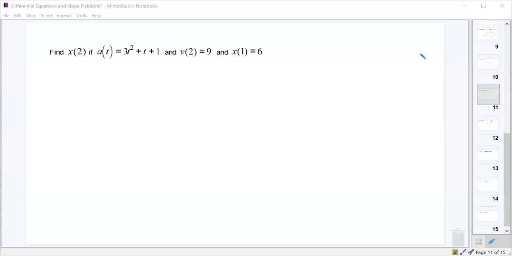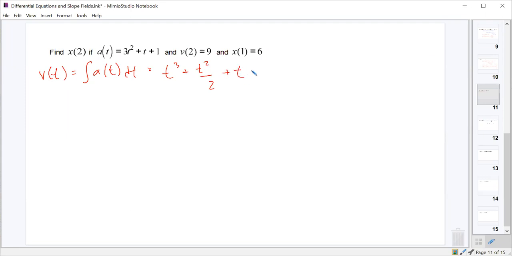So first off, to find the velocity function, we integrate the acceleration function. And the integral of 3t squared is t cubed. Integral of t is t squared over 2. And the integral of 1 is t. And then we get plus a constant. And since we know that v of 2 is equal to 9, we can then say that 2 cubed plus 2 squared over 2 plus 2 plus c is equal to 9.